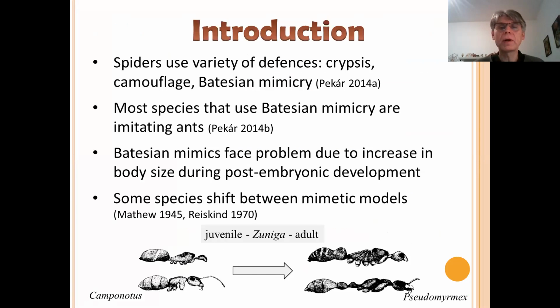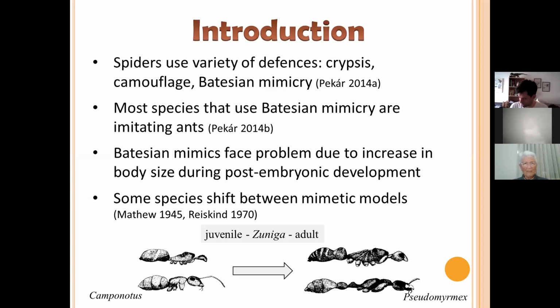I think you know very well that spiders have many predators, and therefore they have evolved different types of defenses, either primary or secondary, such as crypsis, camouflage, or Batesian mimicry. I'm going to focus now on Batesian mimicry. By definition, this means that the spider is imitating the phenotype of a noxious model. Quite many species have been recognized in spiders to be Batesian mimics. Some species imitate, for example, beetles or snails, but actually most of the species are imitating ants.